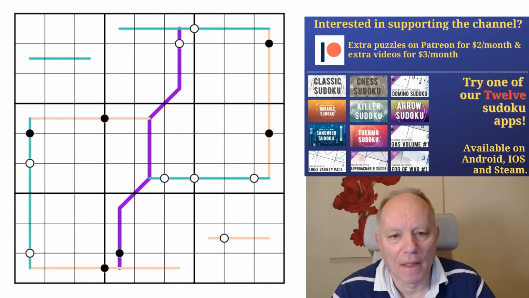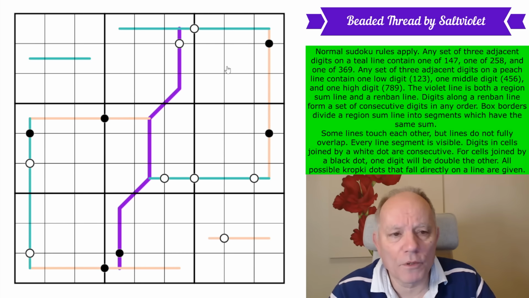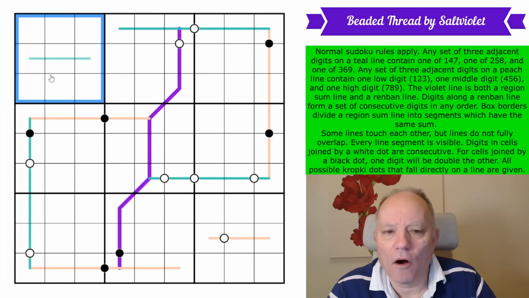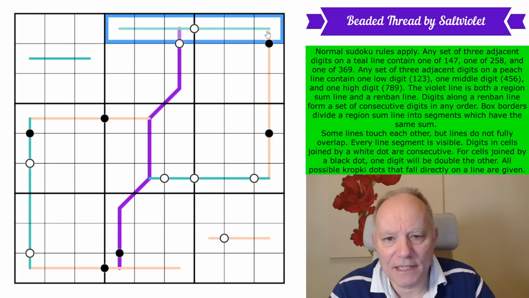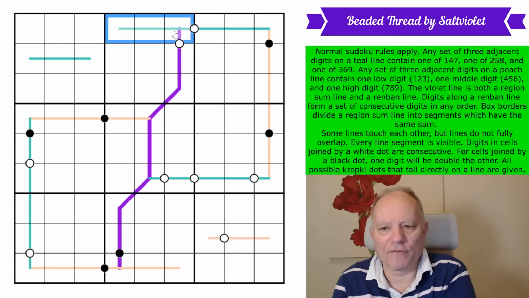I am going to go through the rules of this puzzle now. So, normal Sudoku rules apply, which means 1 to 9 will go in every row, column, and 3 by 3 box. On a teal line, that's this colour at the top, any set of 3 adjacent digits must contain 1 from 147, 1 from 258, and 1 from 369.